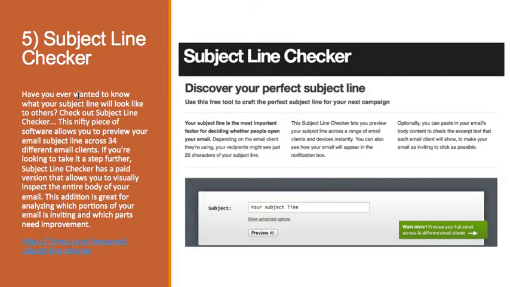Number 5, subject line checker. One of the biggest things you can do in email marketing is increase your open rate. And one of the ways of doing that is through efficient subject lines. And what this tool does is allows you to view those subject lines in various email platforms.